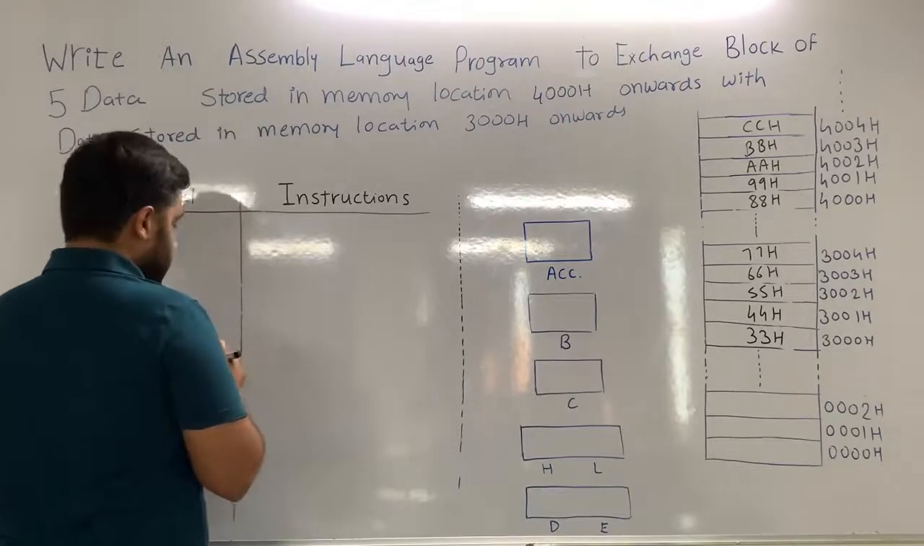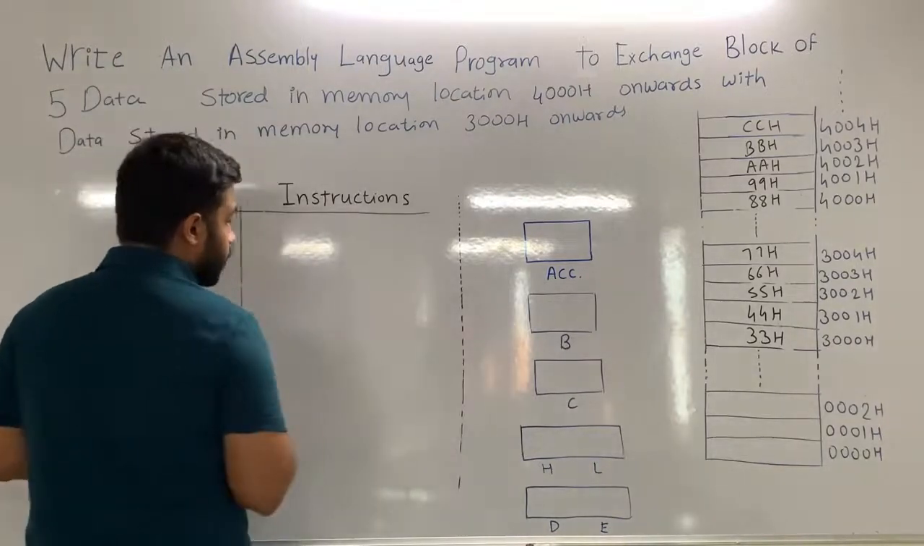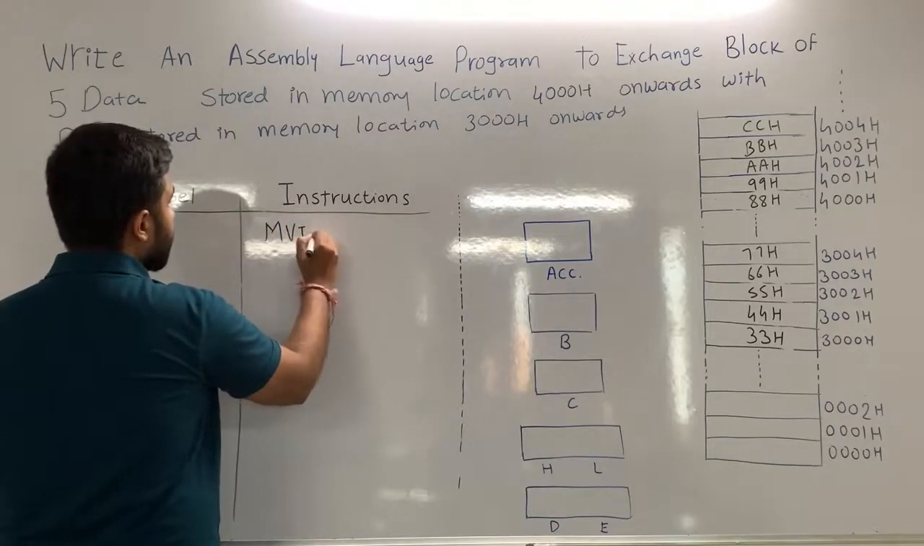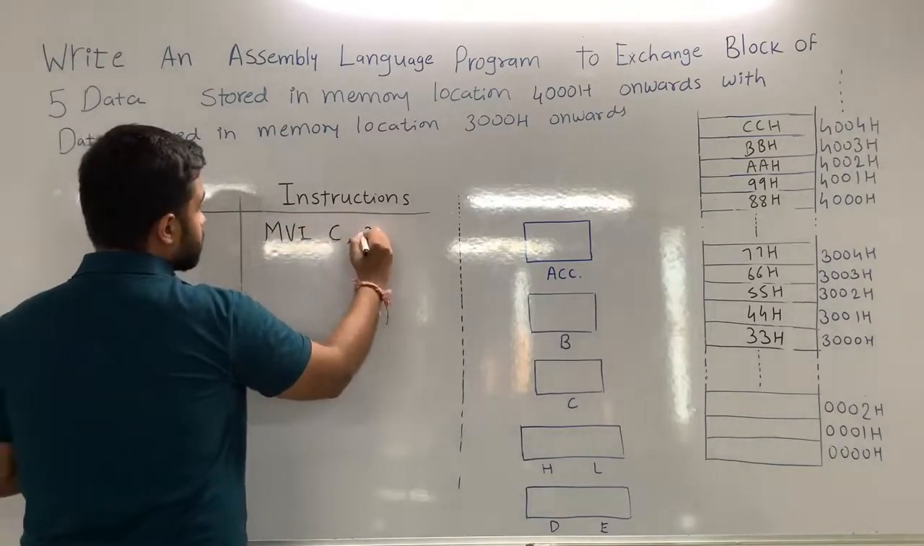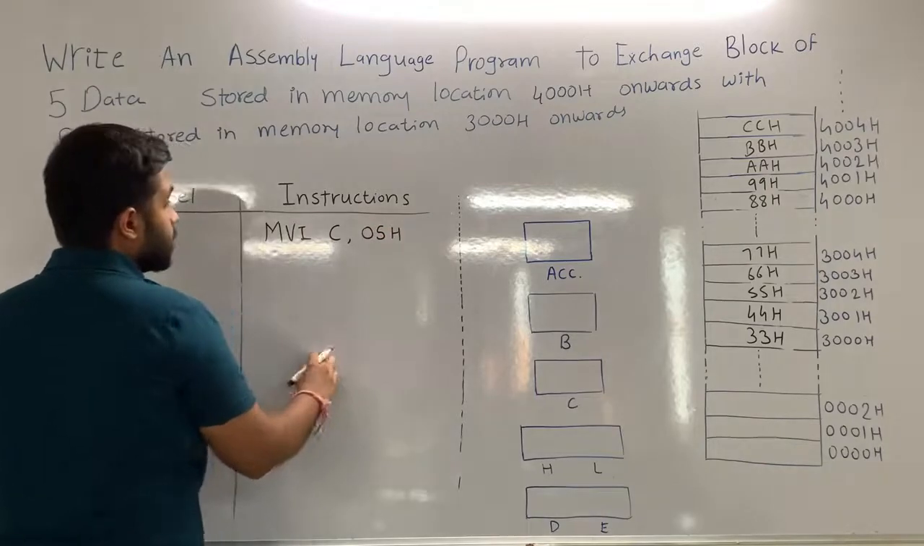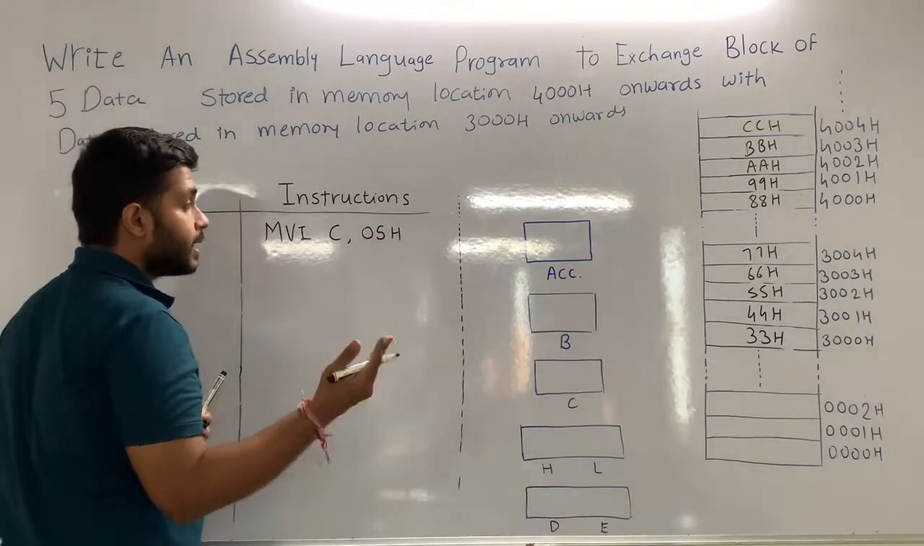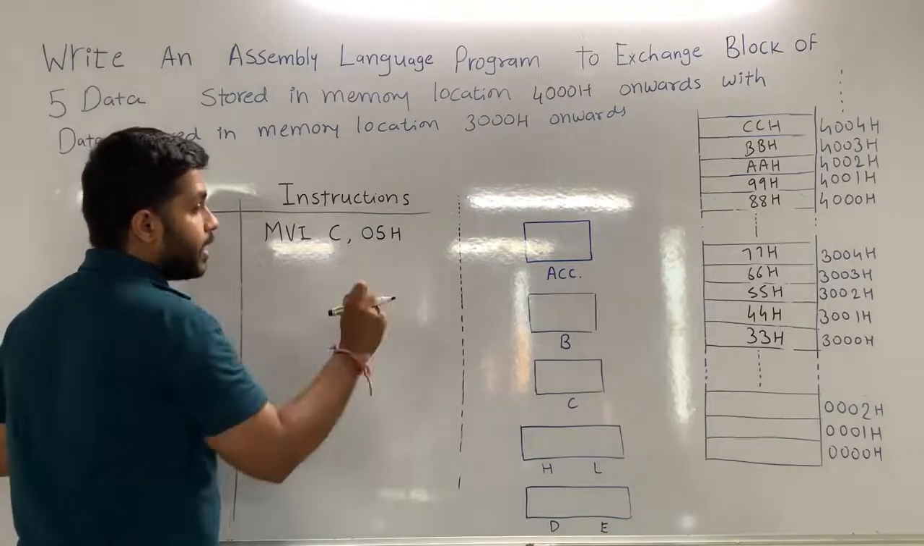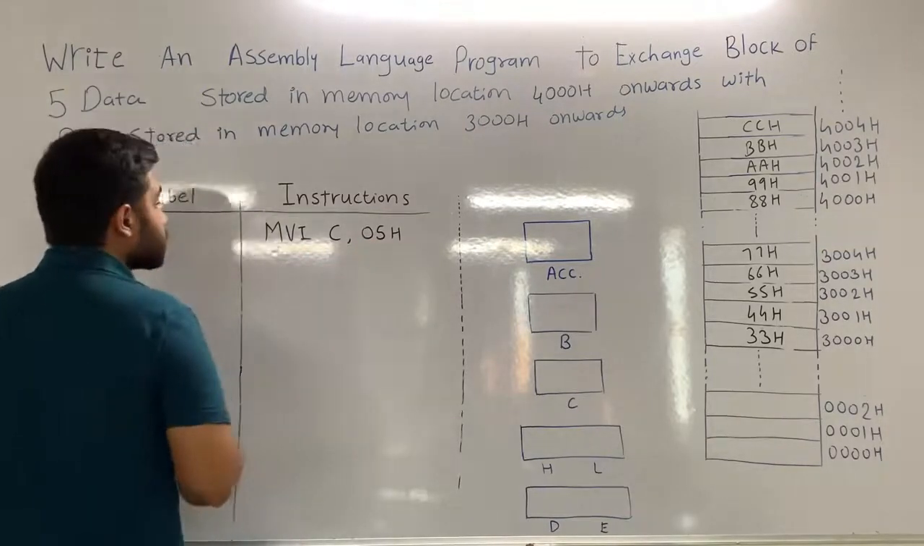So first of all, let's initialize the counter. For that we will use the instruction MVI C, 05H. If the block of data is 10, then you have to write MVI C, 0AH. A means 10 in hexadecimal.